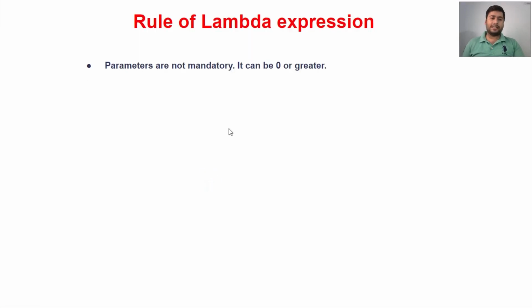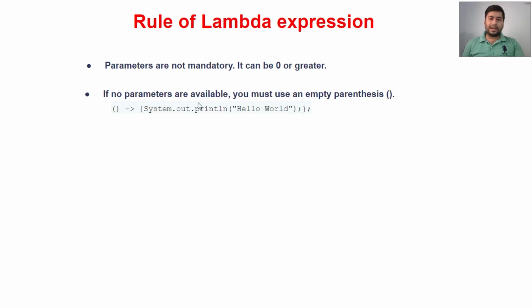The second rule: if no parameters are available, you must use empty parentheses. You can use empty parentheses if there are no parameters. This is the condition you have to put. Parentheses, then the lambda expression, and then curly braces open and close. Inside this you can write as many lines of code as you want to implement for that particular method. This is rule number 2.